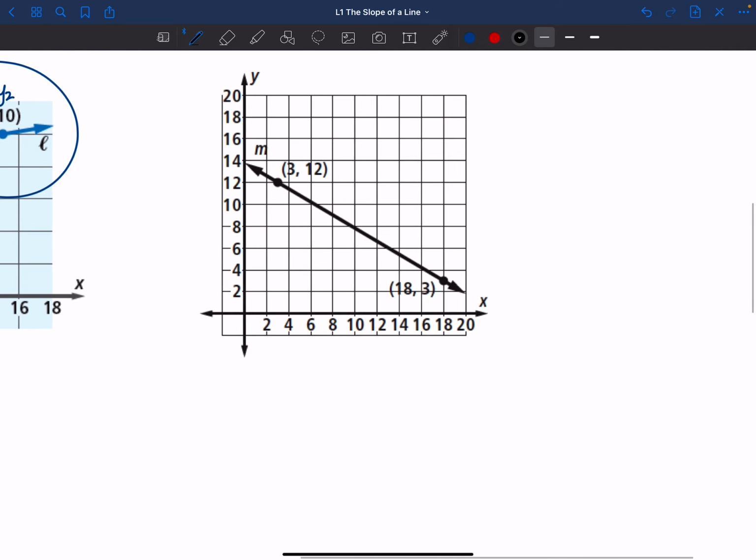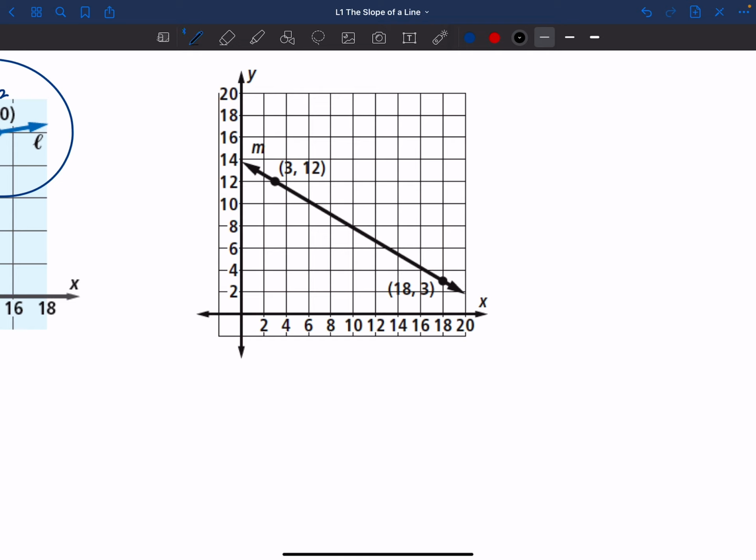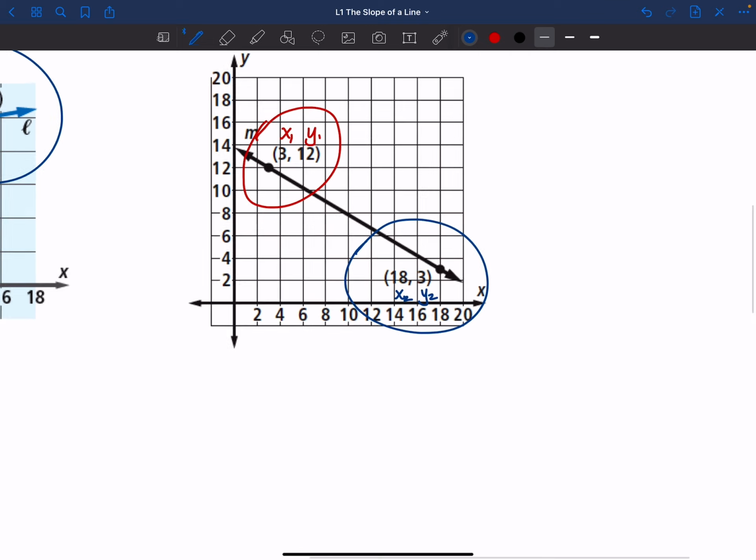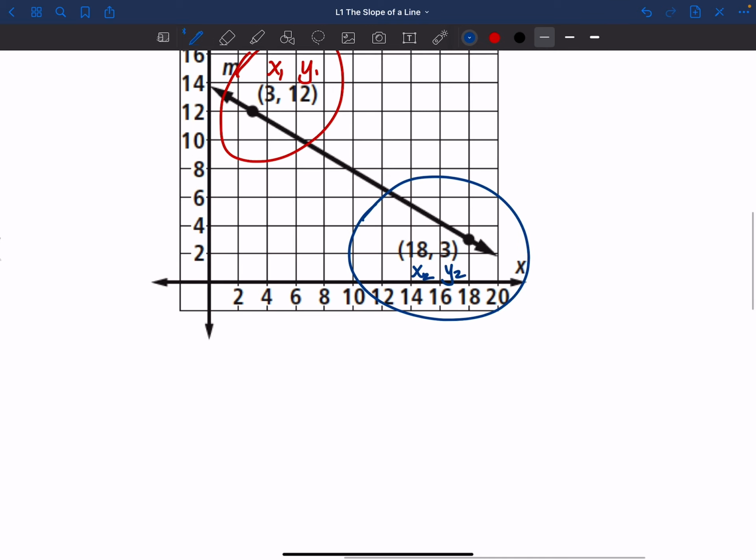And actually, what I want you to do is pause here and try this one out. All right, so hopefully you did that. Again, what I'm going to do is choose the point that's further left. That's going to be my x1, y1. And then the point that's further to the right is going to be my x2, y2. Again, if you chose them in the reverse order, it's not going to make a difference. We should end up at the same answer at the end.